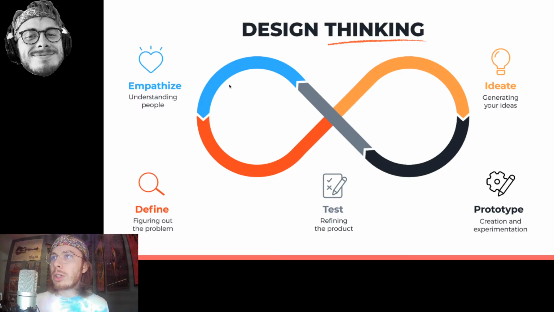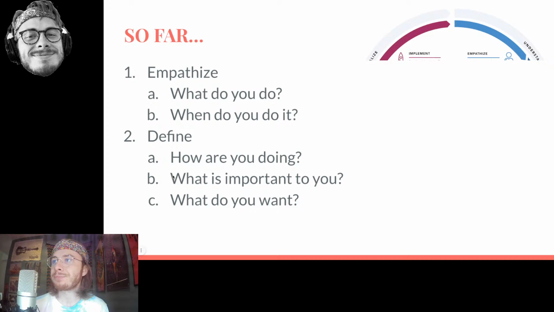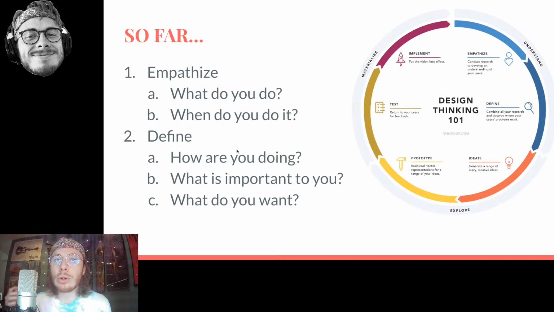So far, we've empathized. We've sought out to understand the target, which is me or you. We're designing for ourselves, right? We figured out what do we do, when do we do it, how do we feel about what we do. What is your life was the question. Then we got into defining: how are you doing at blank, all the different things that make up your life. So remember the life map.